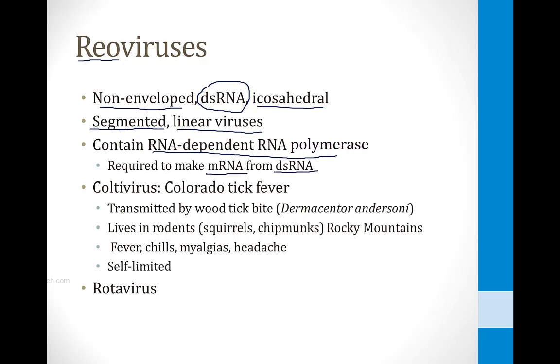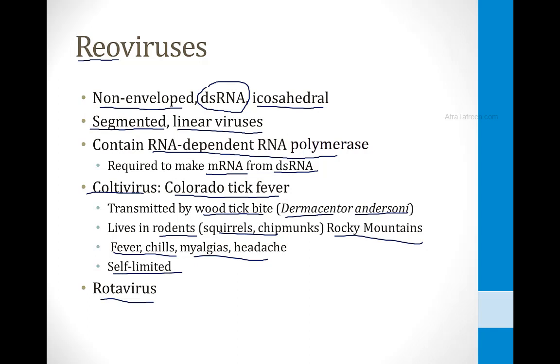The 2 medically important viruses in this family are the coltivirus and the rotavirus. The coltivirus is a relatively uncommon virus that causes an illness called Colorado tick fever. This is an illness people get when they get bitten by a wood tick in the Rocky Mountains. The wood tick is called Dermacentor andersoni, and it lives in rodents like squirrels and chipmunks in the Rocky Mountains, and then the wood tick can transmit it to humans. People who get infected have fevers and chills and myalgias and headaches, and it's usually a self-limited infection.